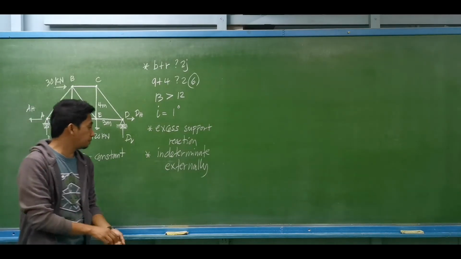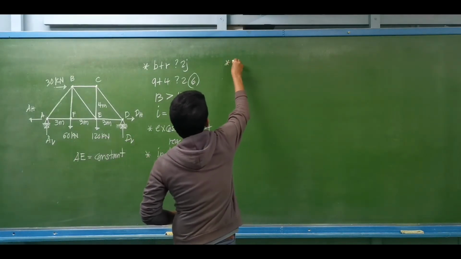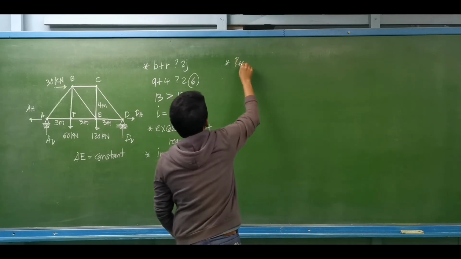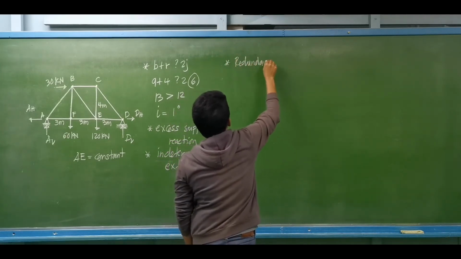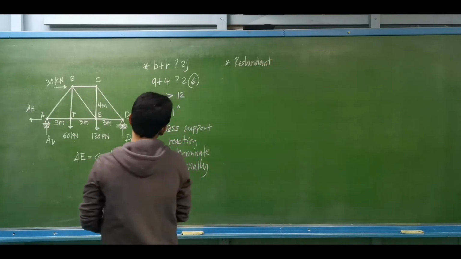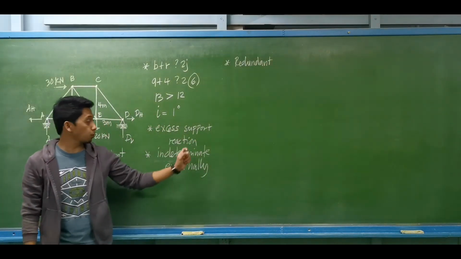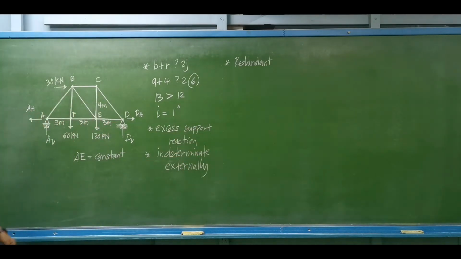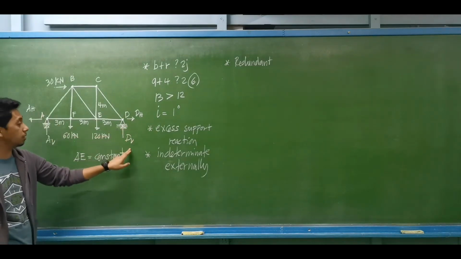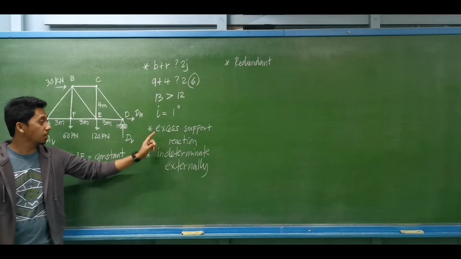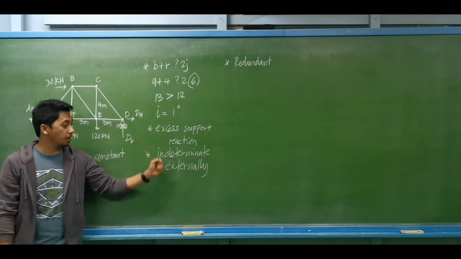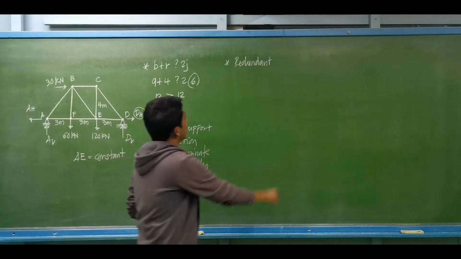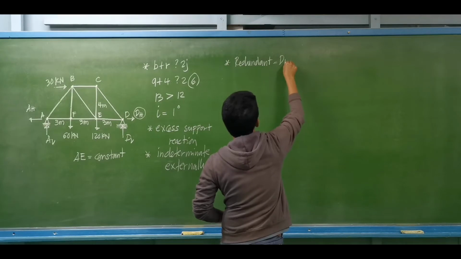So our first step for the virtual work method is to choose our redundant. That redundant will be the excess support reaction. So how many reactions do we have? We have 4: AV, AH, DH, and DV. We may choose one of them since the cause of indeterminacy is an excess support reaction. So I'll be choosing DH as our redundant.